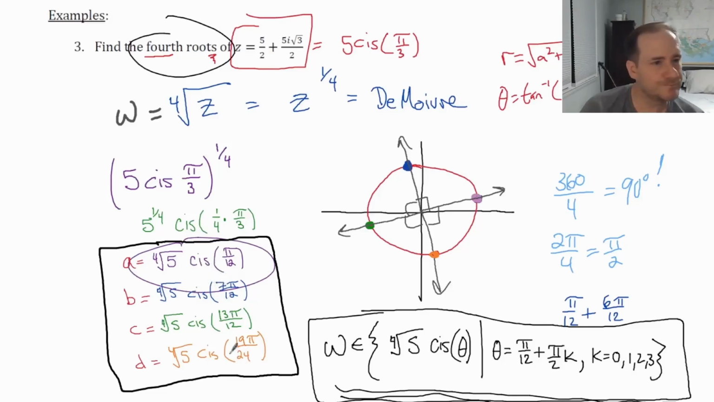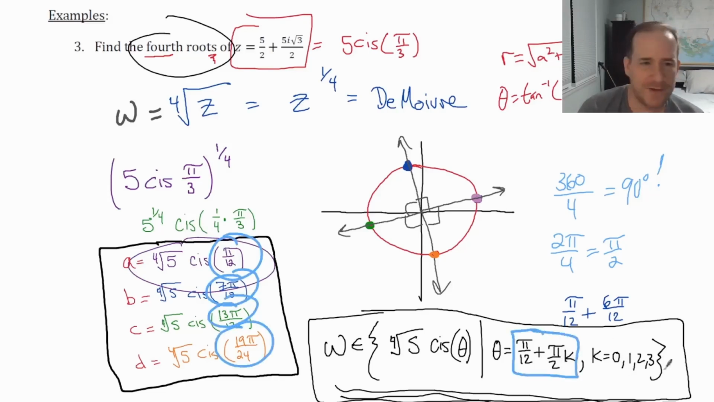The pi over 12, the 7 pi over 12, the 13 pi over 12. I'm going to be looking for those actual angle measures. So you better actually list those guys out, rather than just giving me some expression going, haha, here, this is it, figure it out yourself. No. Don't make me figure it out. You figure it out. But there you go.